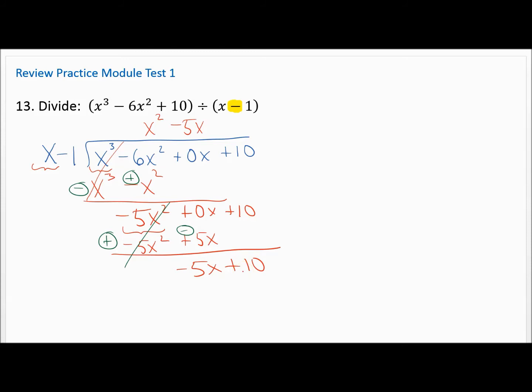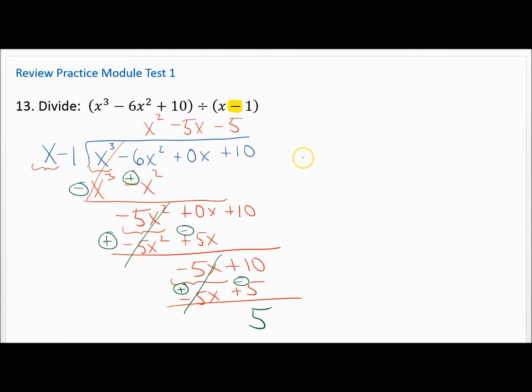Now, one more time of this first step situation. I'm asking myself, what do I multiply this x out here times to turn it into a negative 5x? And that's going to be negative 5. Again, the multiplication step. Negative 5 times x is negative 5x. Negative 5 times negative 1 is plus 5. Negative times negative is positive. Don't forget that last step to run through and change your signs. Turns positive, this plus turns minus. Negative 5x plus 5x cancels. And you have 10 plus a negative 5, which gives us a remainder of 5.